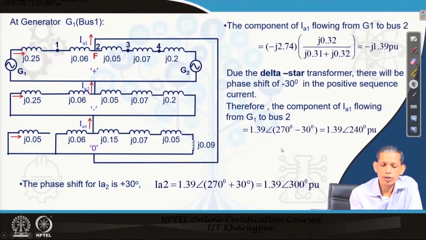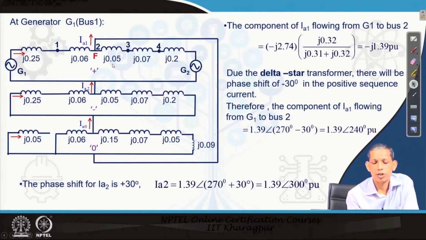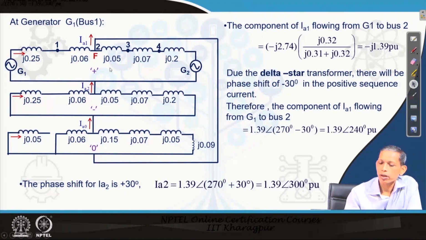Similarly, for the generator G1 side the corresponding currents can be obtained. The current contributions from generator 1 in positive sequence, negative sequence and zero sequence use the parallel path combinations as you did from the generator 1 perspective, and that is why I 1 becomes equal to minus j 1.39. Similarly, you can find I 2 and also I naught.